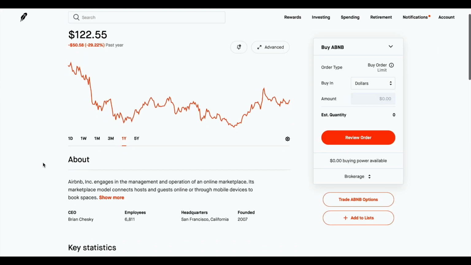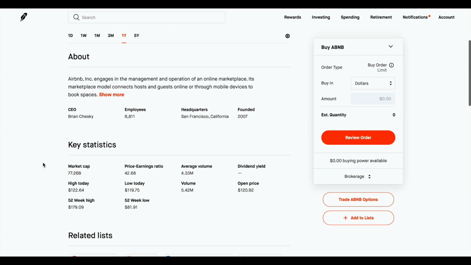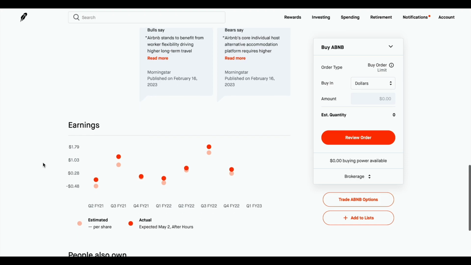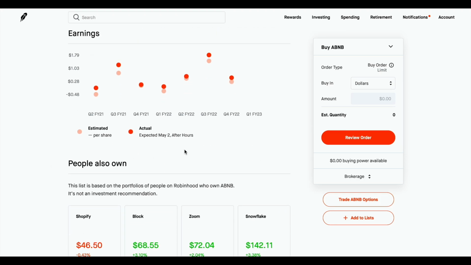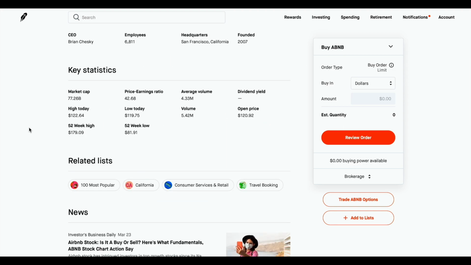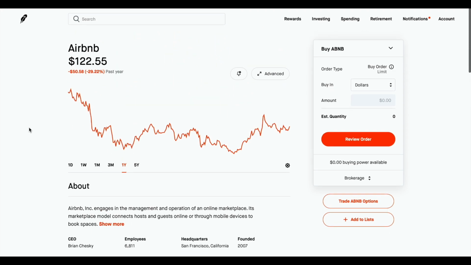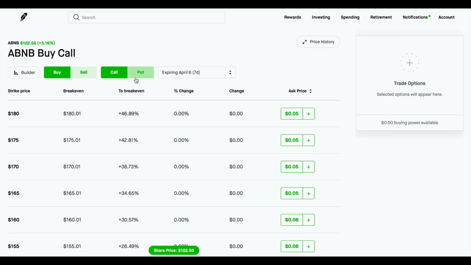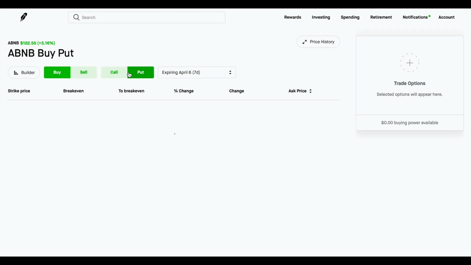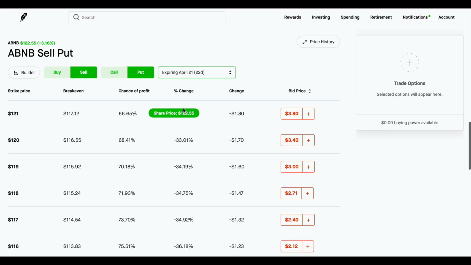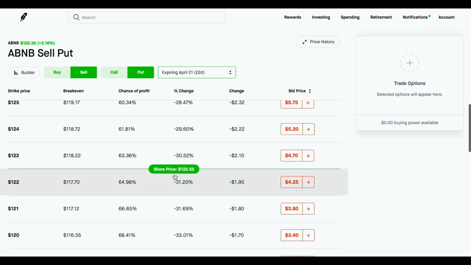Now, looking at Airbnb, jumping over to the second example, I'm sure everyone's heard of Airbnb. The one thing to keep in mind is you're going to want to look at the earnings timing. Earnings are expected May 2nd, so far out beyond the April options we were looking at before. For Airbnb, we're going to go to the same area, trade Airbnb options. You're going to go to put, go to sell, and change the expiration date. I'm going to go April 21st, 22 days out.